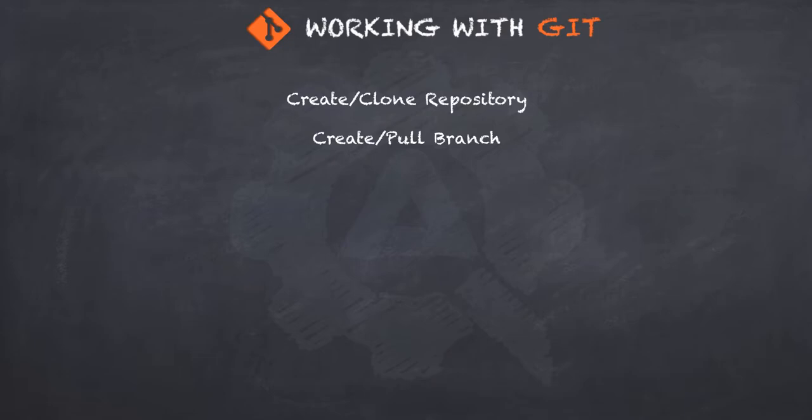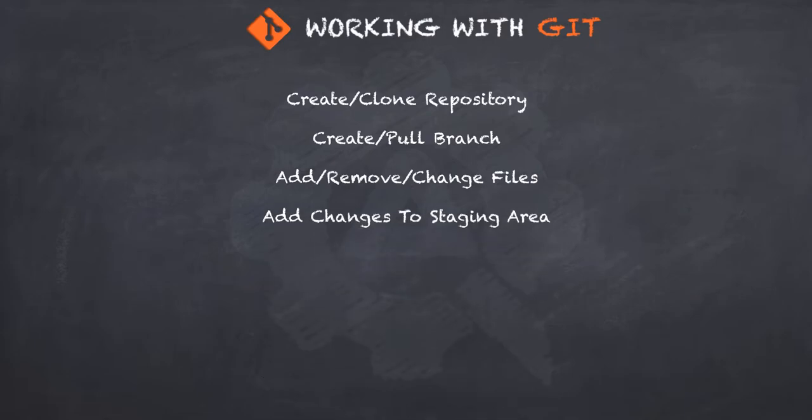Then we work on that branch. That is, we add, remove, or change files in that repository. And when we are satisfied with our work, we add those changes to the staging area. After confirming that only intended changes are in the staging area, we commit those changes along with the appropriate commit message.